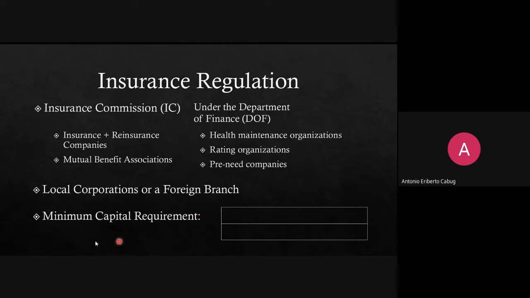Minimum capital requirements in 2019, it's 900 million pesos. Come 2022, magiging 1.3 billion pesos. It will become 1.3 billion pesos in 2022. So when you want to establish an insurance company, you need at least 900 million pesos. Hindi naman pwede yung pera mo, 100,000 lang. Mag-i-insure ka, paano kung namatay yung tao? Saan ka kukuha ng pondo?